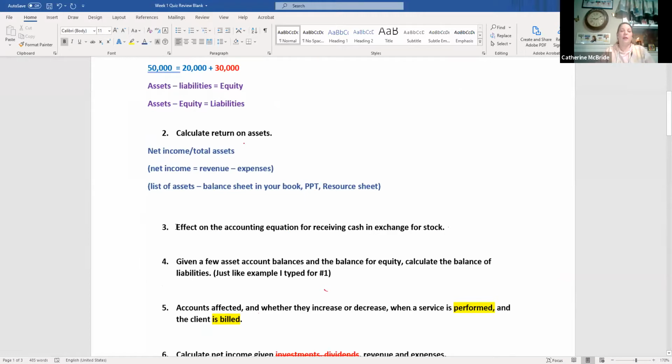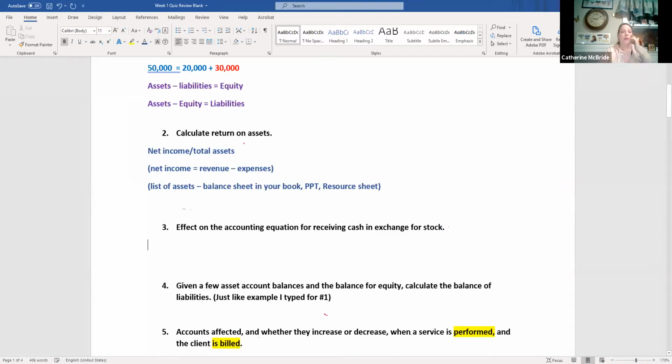Now, we want to figure out the effect on the accounting equation for receiving cash in exchange for stock. So we're not doing a journal entry yet. Let me give you an example. Let's say the company received $50,000 cash in exchange for common stock.